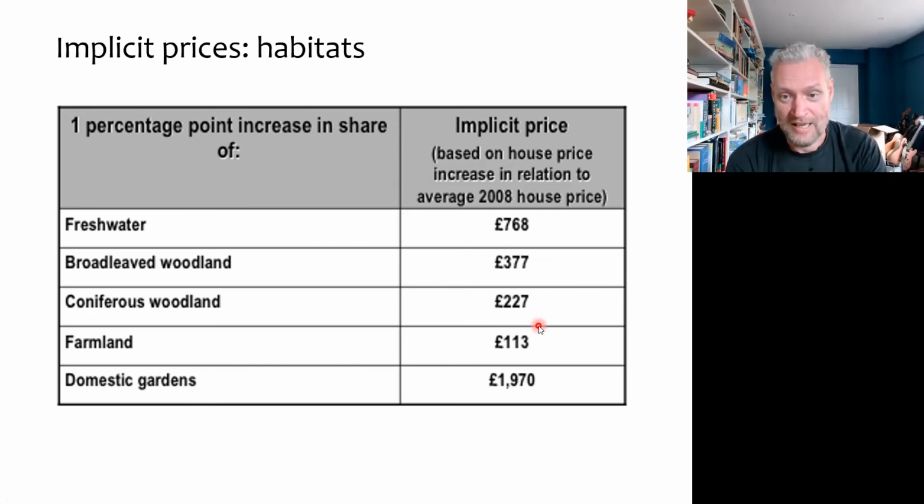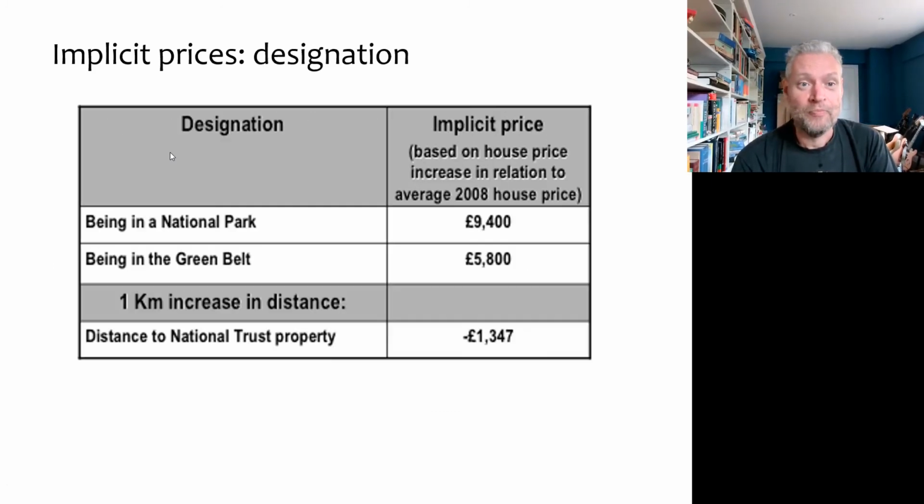But people don't like coniferous woods that much. They really like domestic gardens. That's not just because they like the sight of domestic gardens, but having domestic gardens also tells you something about the neighborhood, of course. But yeah, these things matter. Not a lot, right? £1,000 is not a lot on the price of a house, but they do matter a little bit. And of course, we're also here talking about a relatively small increase in the area.